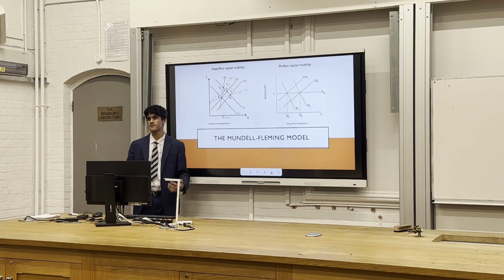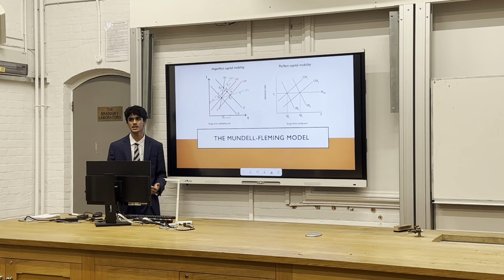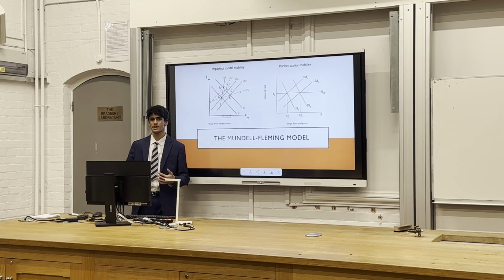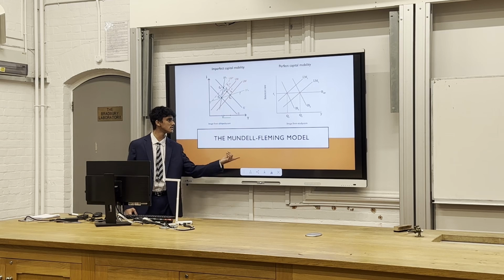So now we look at shifts again. If we look at fiscal policy and monetary policy, this time it's a little bit different because you have to factor in the BOP, and it really depends on exchange rates. That's the most important thing for these shifts.